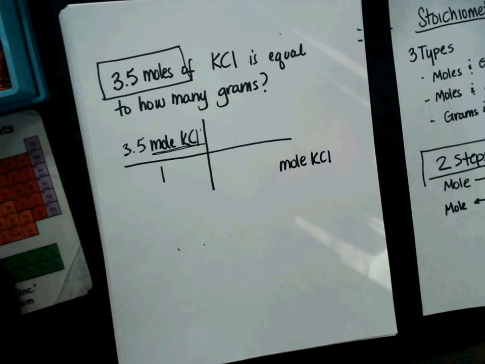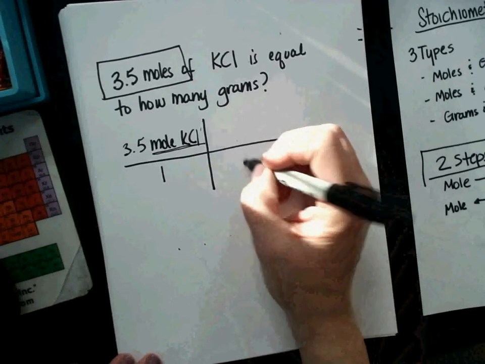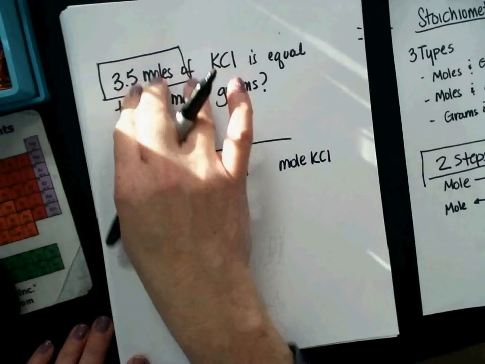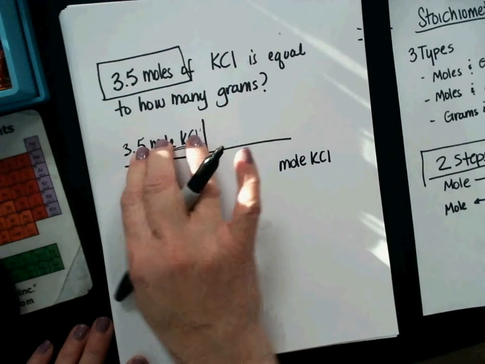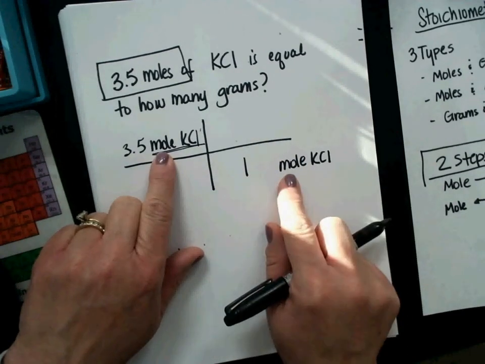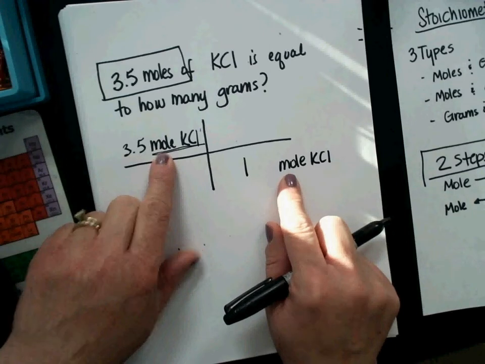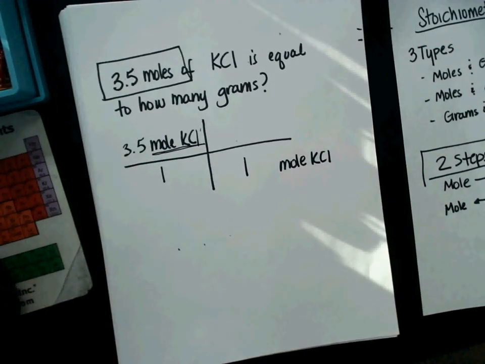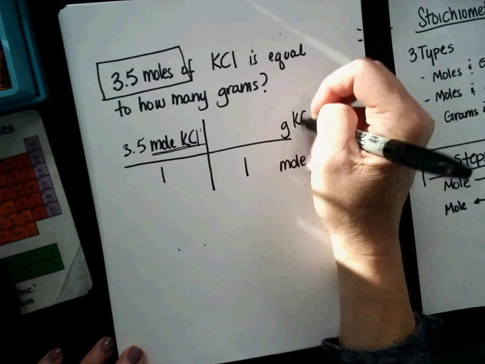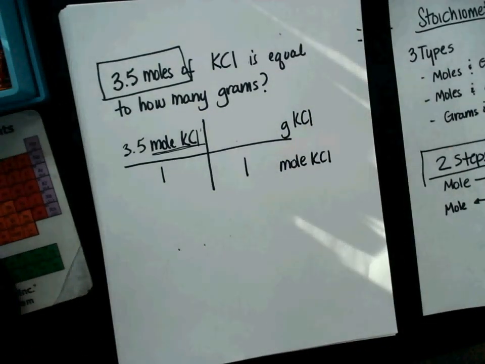The only number you will ever use in canceling out moles is 1, because all of these things are based upon 1 mole. So if you're given 3.5, it goes here, but anytime you're trying to cancel out moles, the 1 mole goes below. What do I want my final answer to be in? Grams. So I want grams KCl up here.